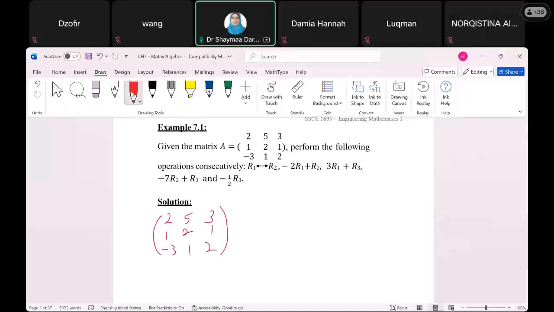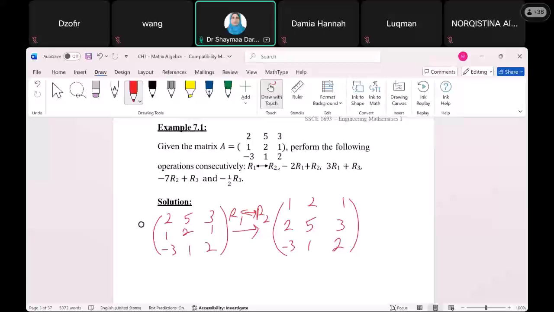So here I will interchange row 1 with row 2. The result will be 1, 2, 1. Now the second row becomes the first. Then 2, 5, 3, and minus 3, 1, 2.